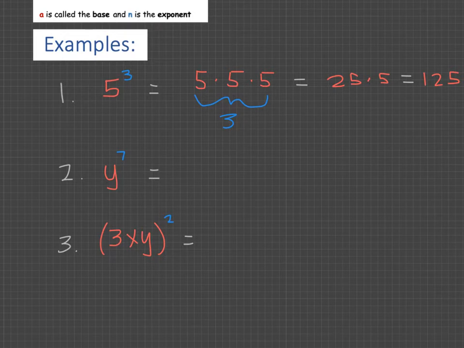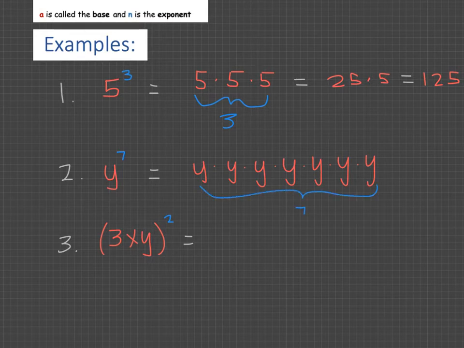Now, a variable y with an exponent of 7: we're going to take that variable y and multiply it by itself 7 times. So y times y times y times y times y. I've lost track of how many times I've said y, but there are 7 y's there. If we simplify that, it's just going to end up being y to the 7th again. So if we have a variable, we just write it with its exponent, but know that it means taking that variable multiplied by itself, whatever the exponent is.